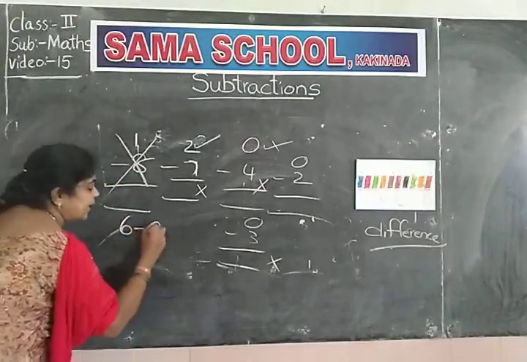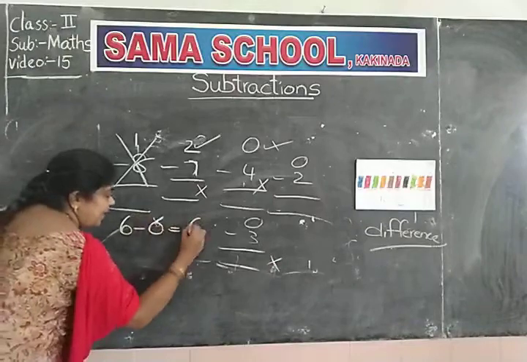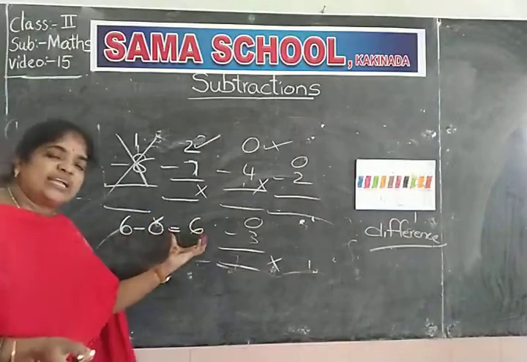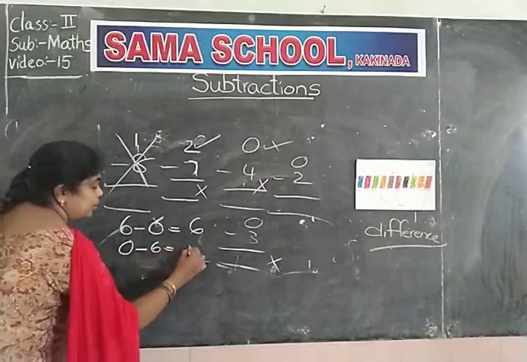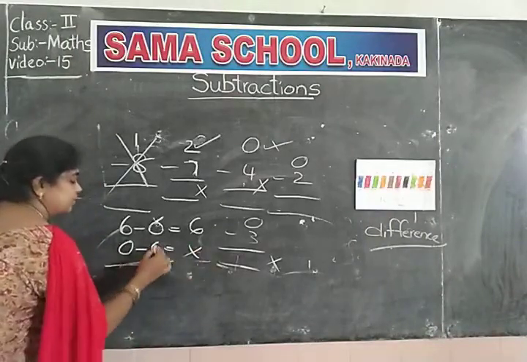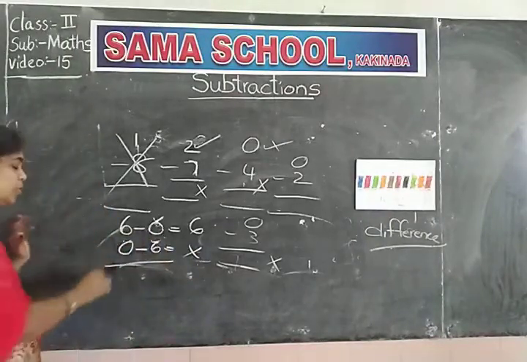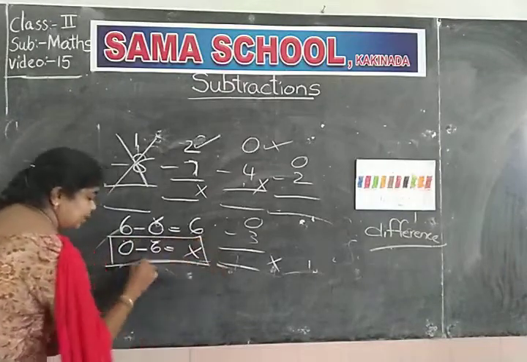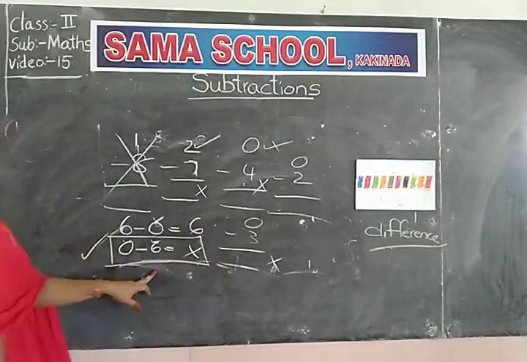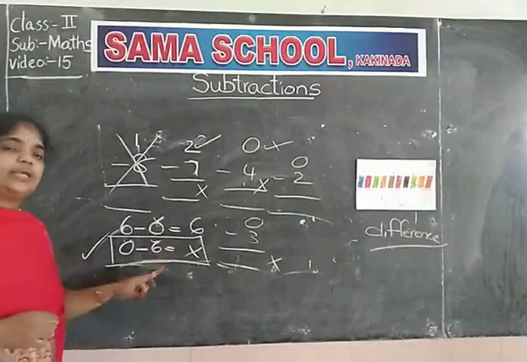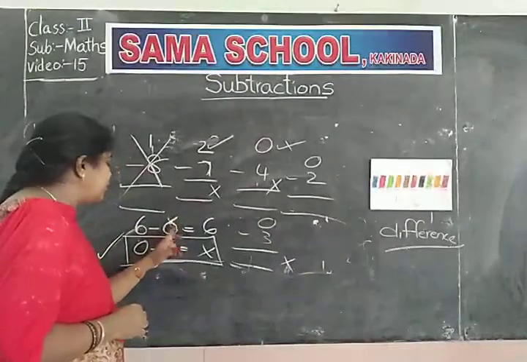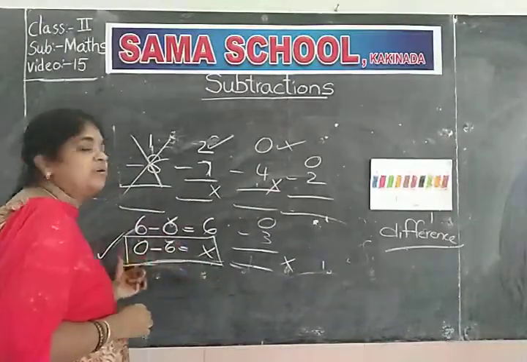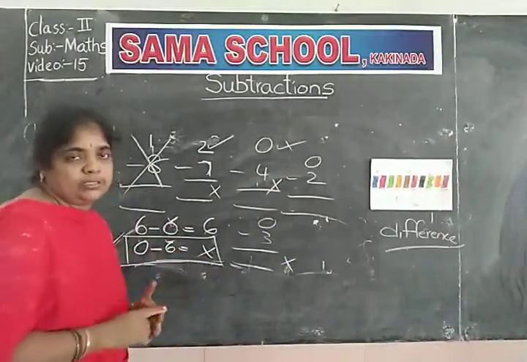We can subtract 0 from any number. That time we get the same number. But it is not possible to subtract any number from 0. It is not possible in subtraction. We can subtract 0 from any number, but any number from 0 is not possible.